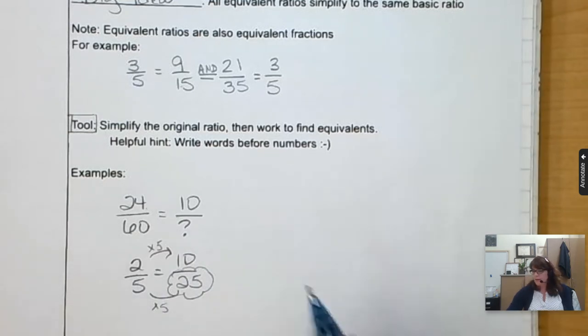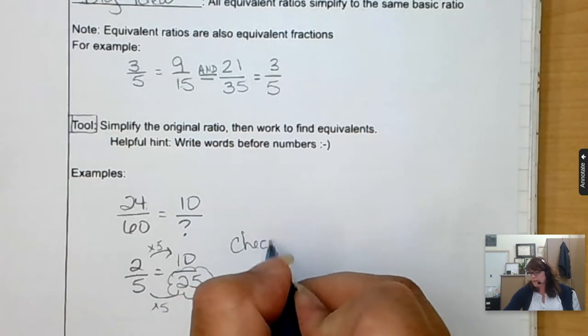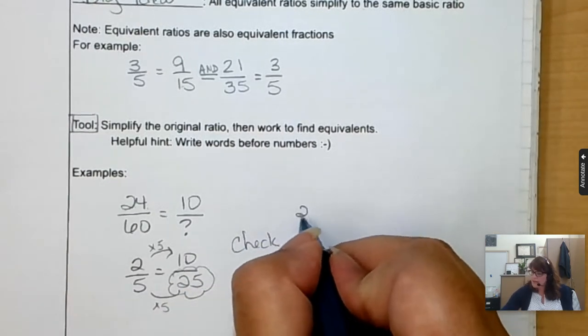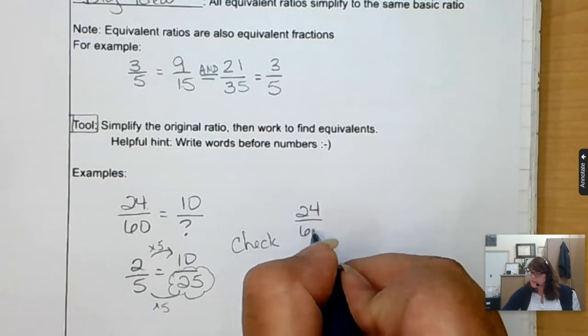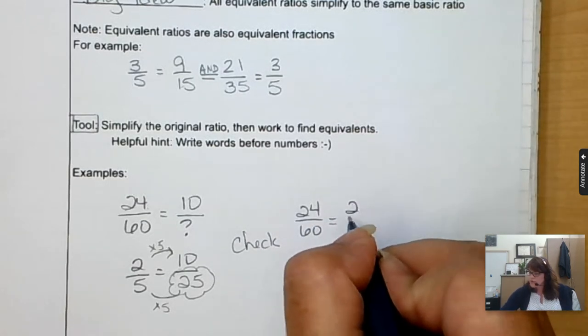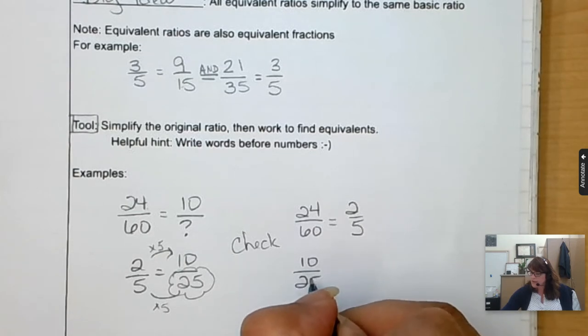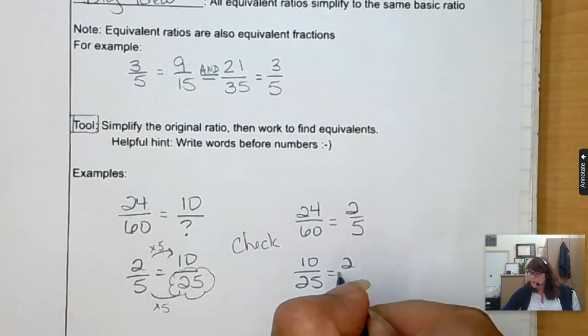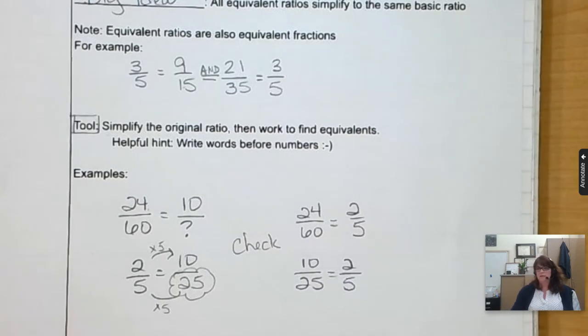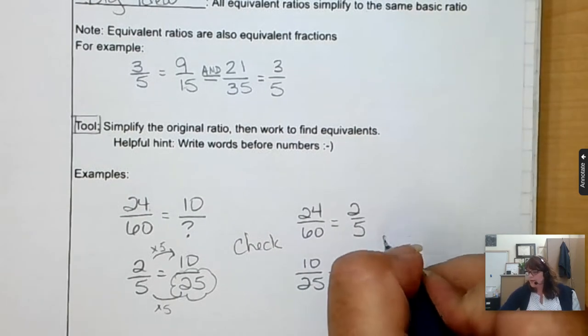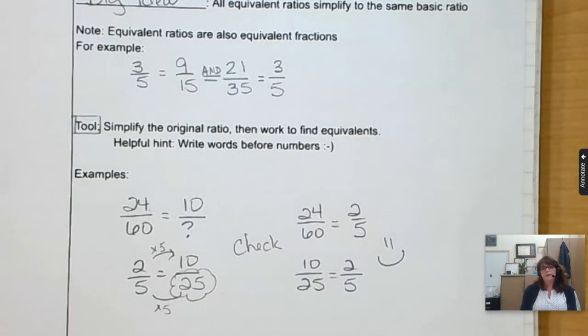And to check, you can say, well, 24/60ths equals 2/5, and 10/25ths equals 2/5. So they are equivalent.